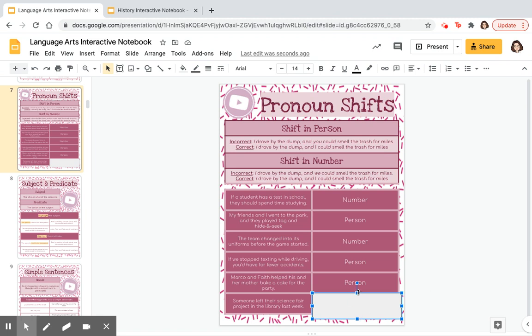And then last but not least, someone left their science fair project in the library last week. Someone is one person, but there is many, so it is incorrect person.